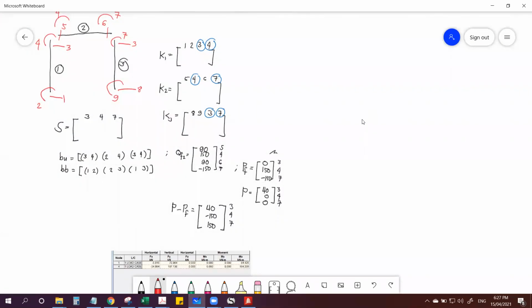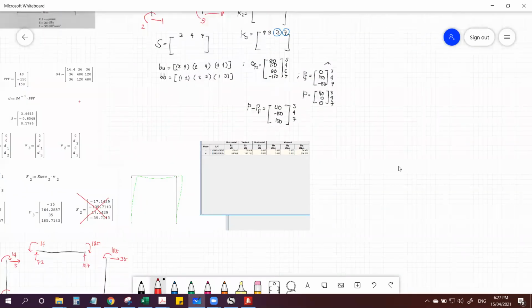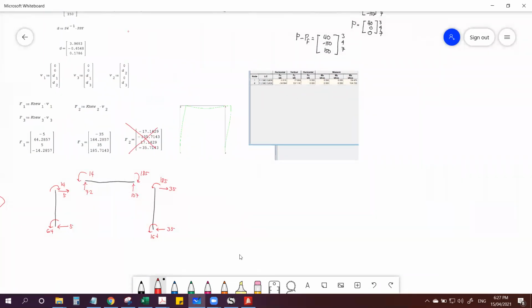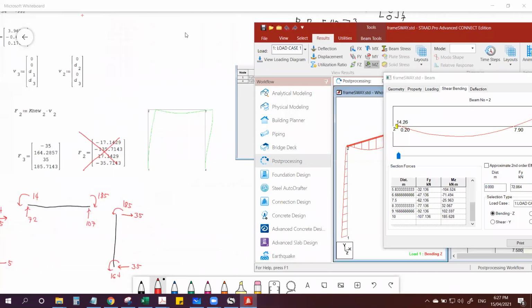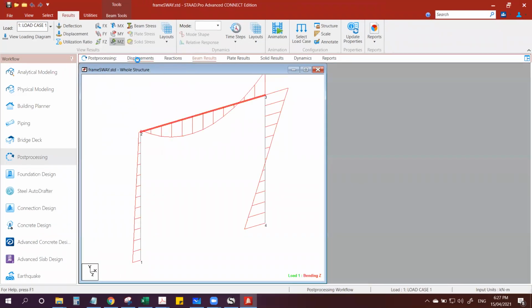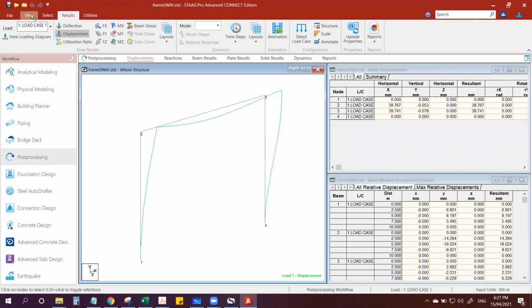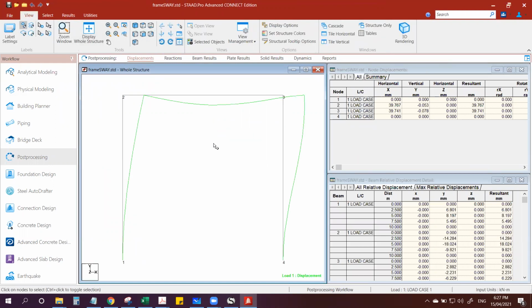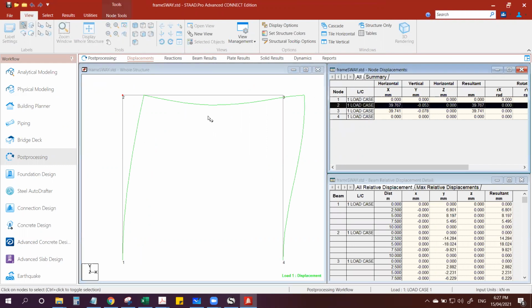I haven't checked yet. So sway. So displacements, and view, front view. Okay, so this one, 39.6. Maybe I just have to correct the inertia. Okay, so 39 mm displacement.